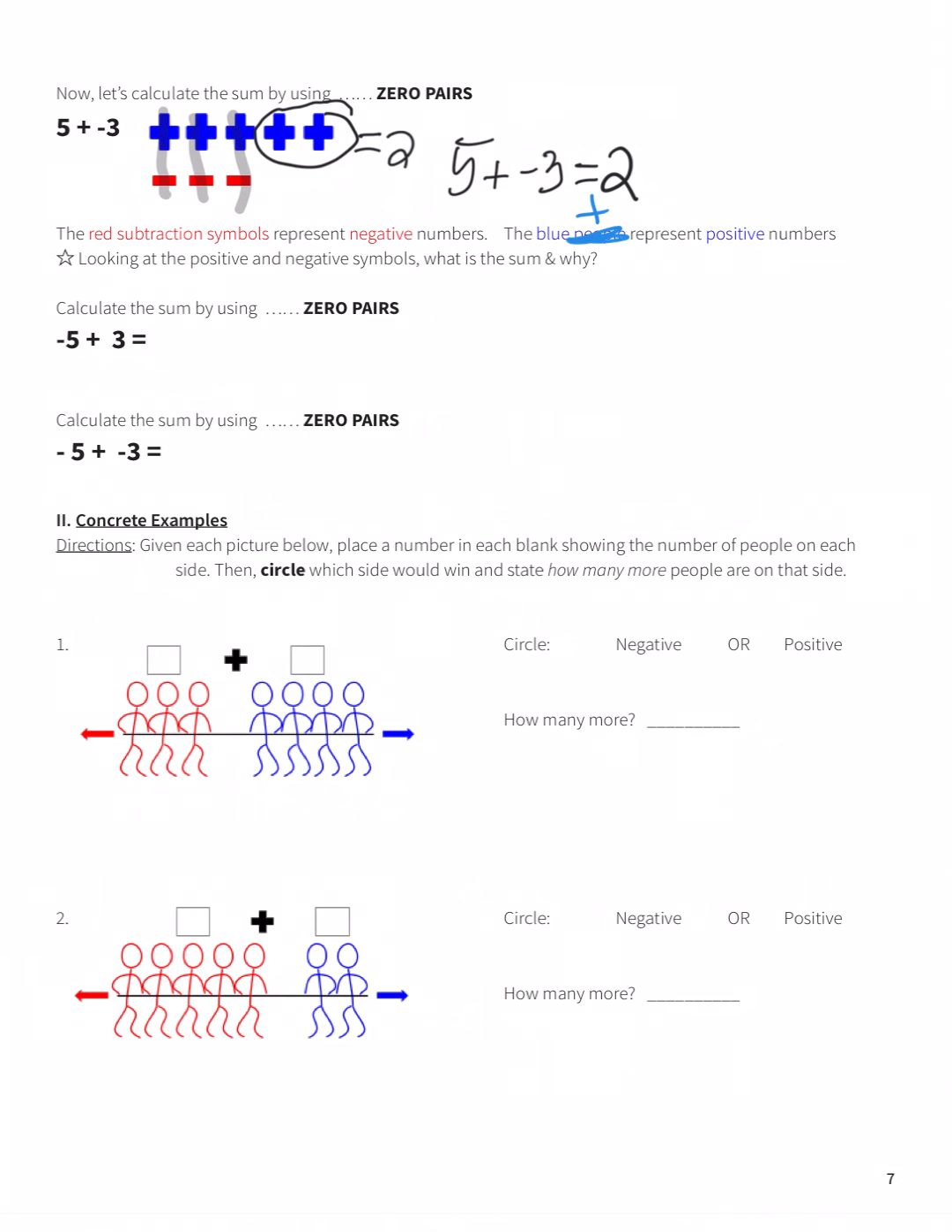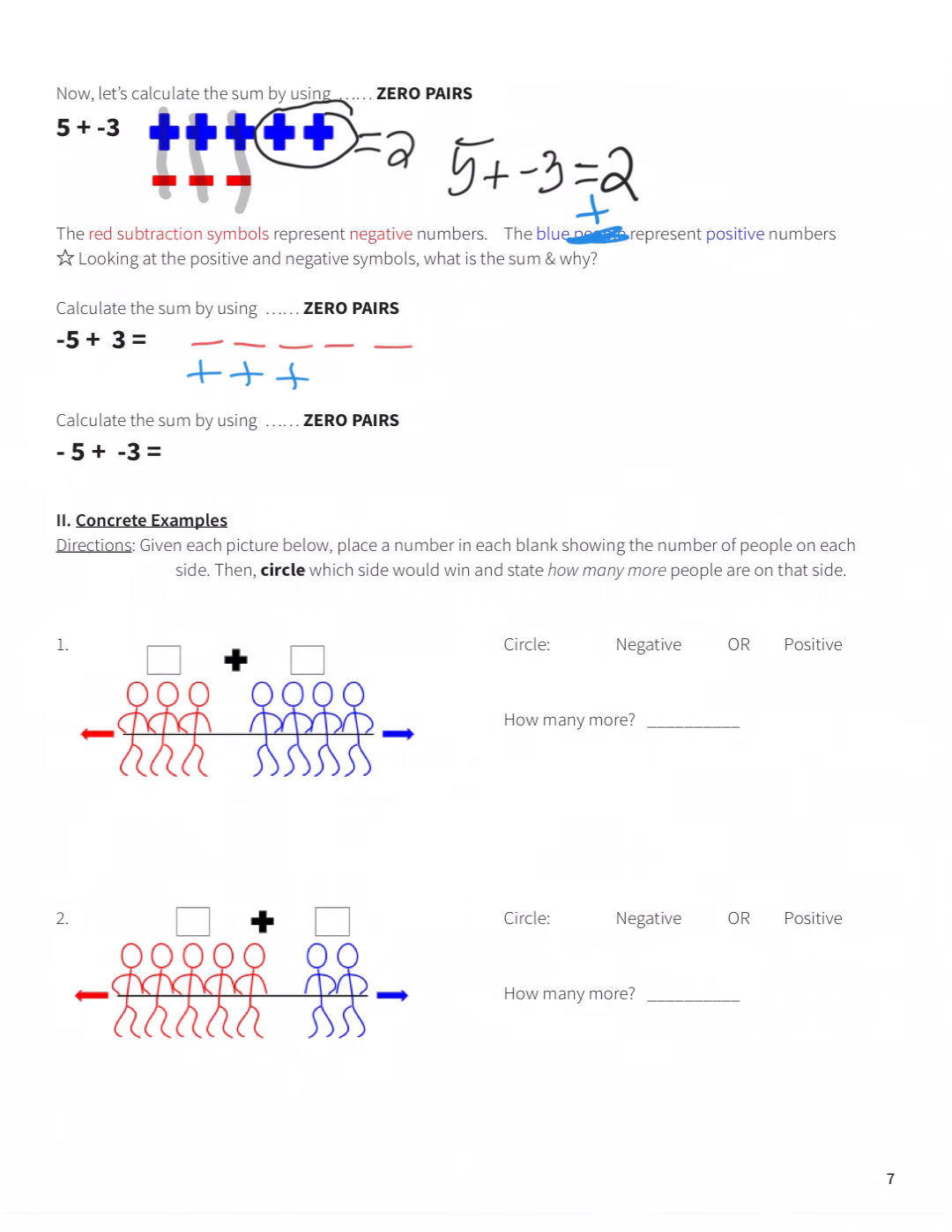All right, so now I'm going to do another one, then eventually you'll try on your own. So let's calculate the sum by using what? 0 pairs. My top number is negative 5, so I need to draw 1, 2, 3, 4, 5 negatives. My bottom number is positive 3, so I'm going to go ahead and right underneath it, line them up. I'm going to put my 3 positives. So 1, 2, 3. All right. I have created a visual representation of this number sentence. And now I'm going to calculate the answer by finding my 0 pairs.